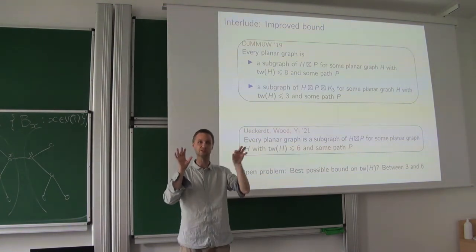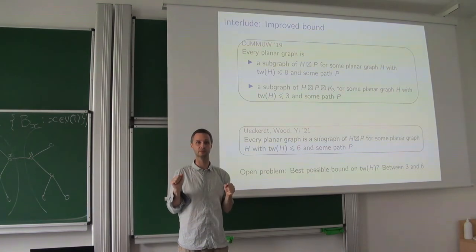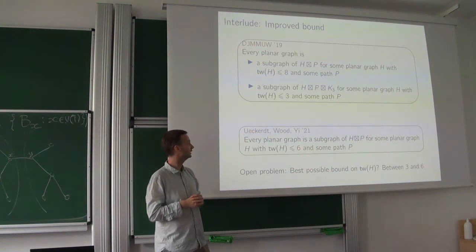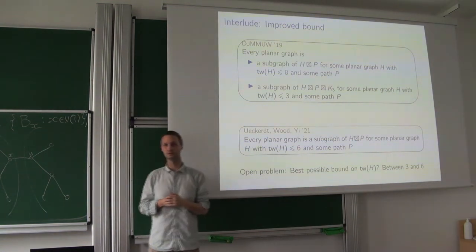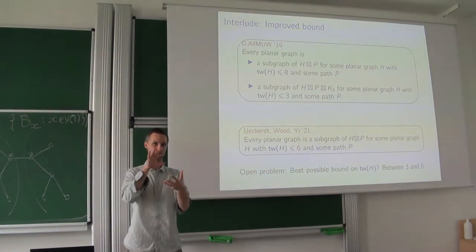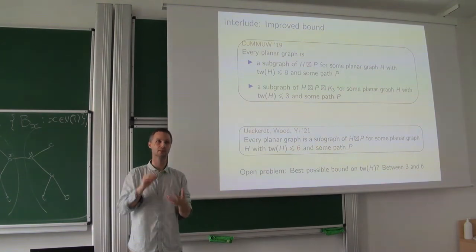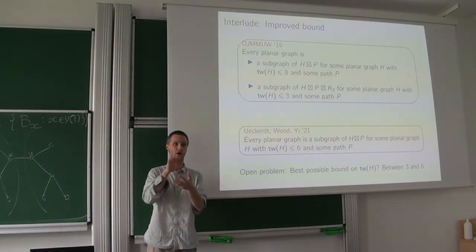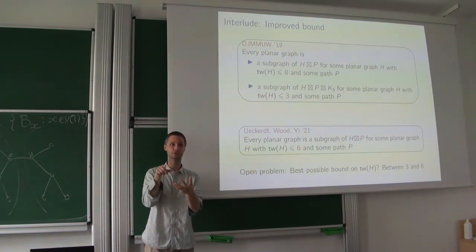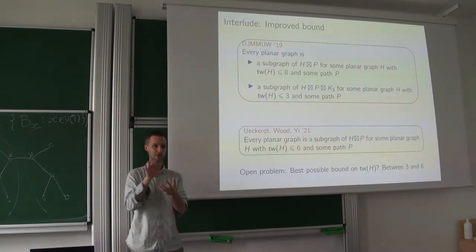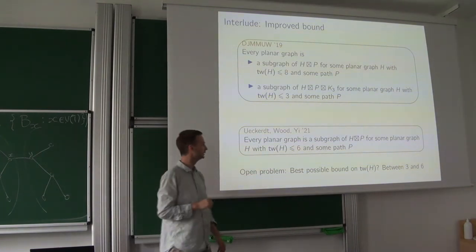When you just look at h times p, what is the best bound on the treewidth of h that you can have? And recently, these authors improved the 8 to 6. The way they did it is by running the same proof that we've seen on Monday, but trying to be a bit more efficient in how to build the tree decomposition, and also in how to choose the planar triangle. Turns out that you have some freedom there, and if you make the right choices, you can shave off two in the bound.